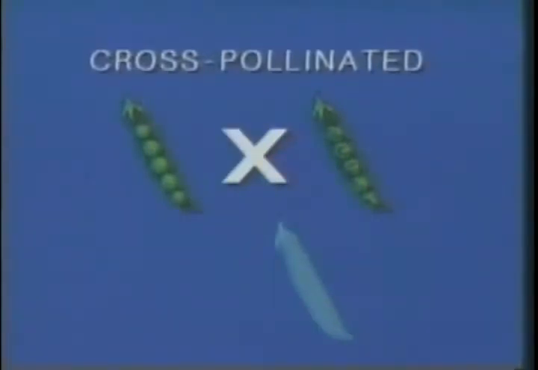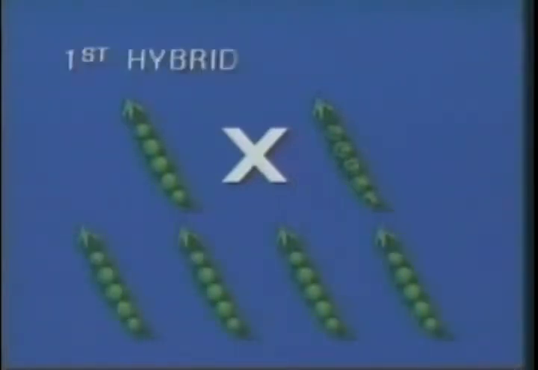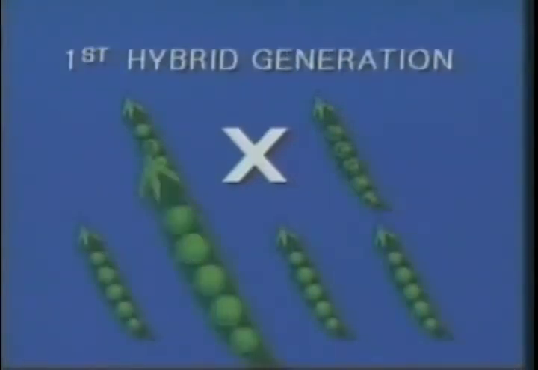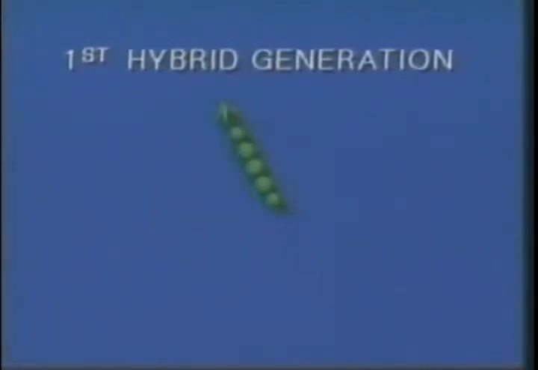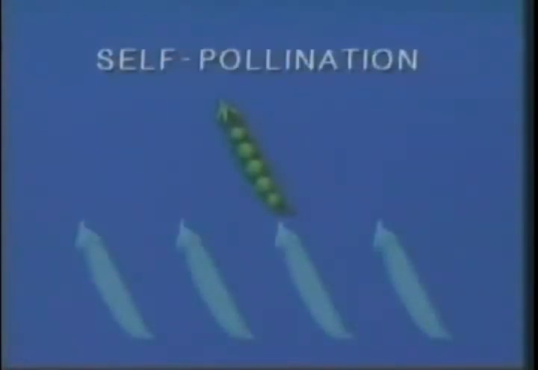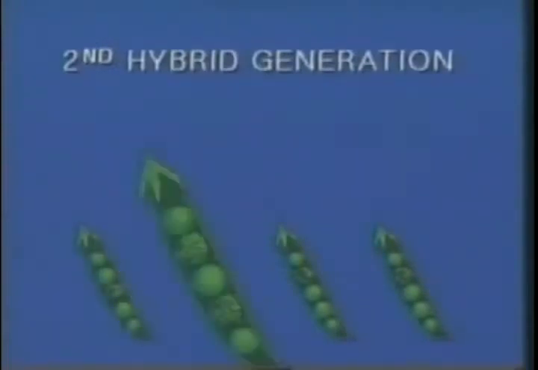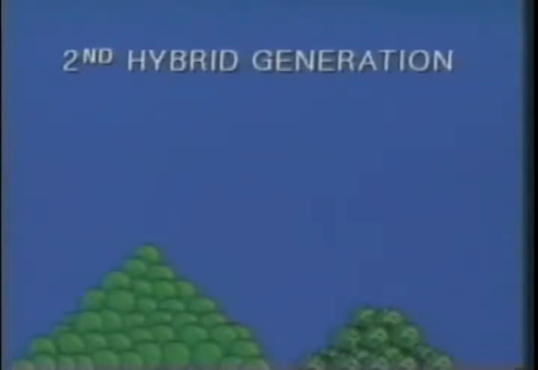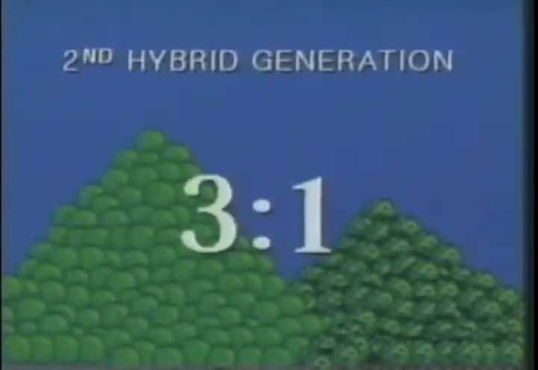Now, prevailing wisdom predicted that the results would be an in-between variety, except that the next generation yielded only round seeds. To test whether the wrinkled trait had vanished, he allowed the plants of the first hybrid generation to self-pollinate. Lo and behold, the wrinkled variety reappeared in the second hybrid generation. As often as he repeated the experiments, he always obtained a ratio of 3 round to 1 wrinkled.